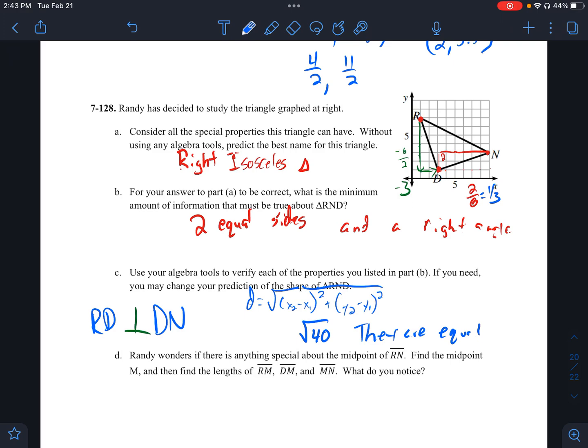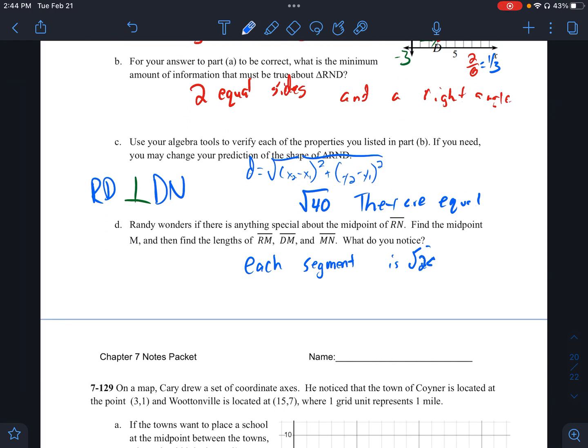And then lastly, it says, Randy wonders if there's anything special about the midpoint of RN. So we can find the midpoint of, and find the length. Each segment is square root of 20. And again, I'm kind of shortcutting those distance formulas, but we did those the other day.